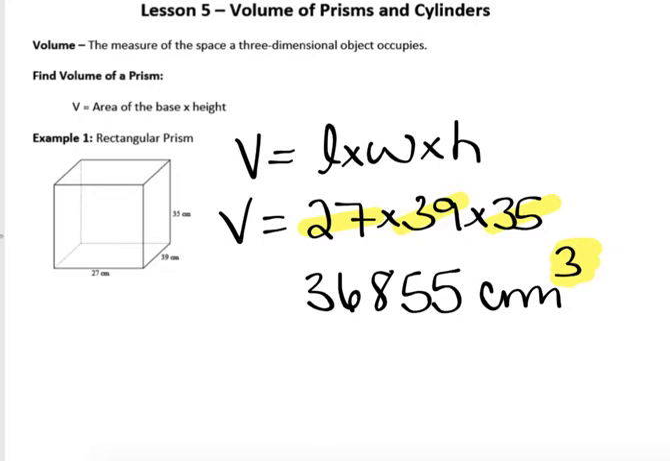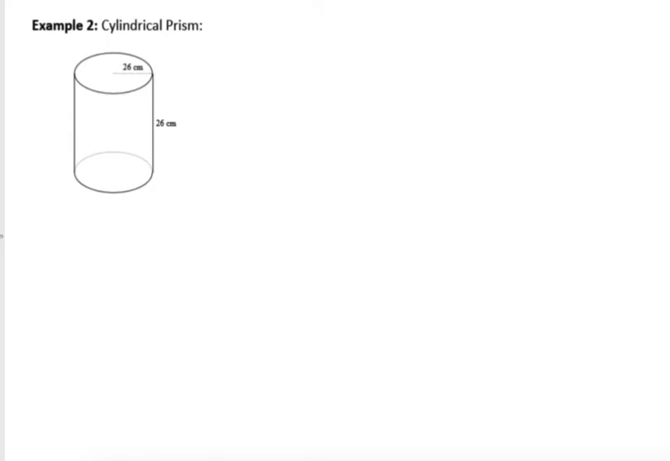All right. Next example is a cylindrical prism. So for a cylinder, my volume is going to be equal to pi r squared times h. Now, all of these formulas can be found in your notes package. It's like the second or third page in. They're all there: volume, surface area, slant height. All of the formulas you're ever going to need for this unit are there. There are also some conversions in there just in case you need them.